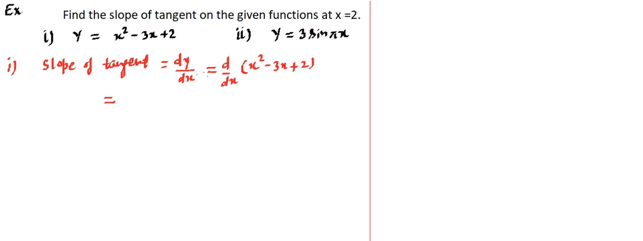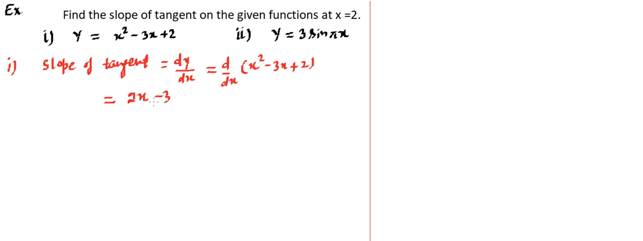How to operate this particular expression we have understood in the previous lectures. I'm writing directly: first we differentiate x square, which will become 2x. Then we differentiate minus 3x, so minus 3 will be outside, x becomes 1, and the differentiation of 2 will become 0 because that's a constant. So ultimately the answer will come out to be 2x minus 3.